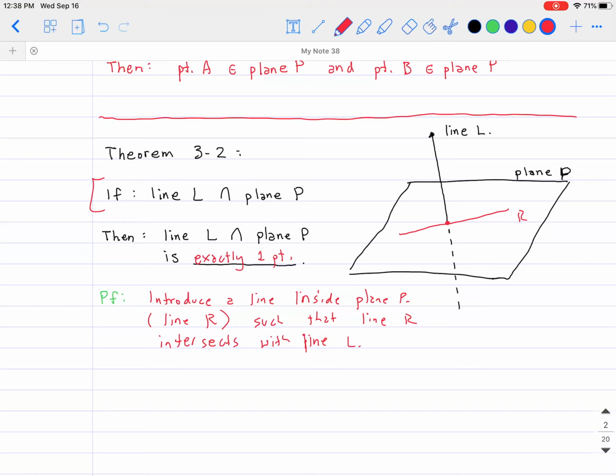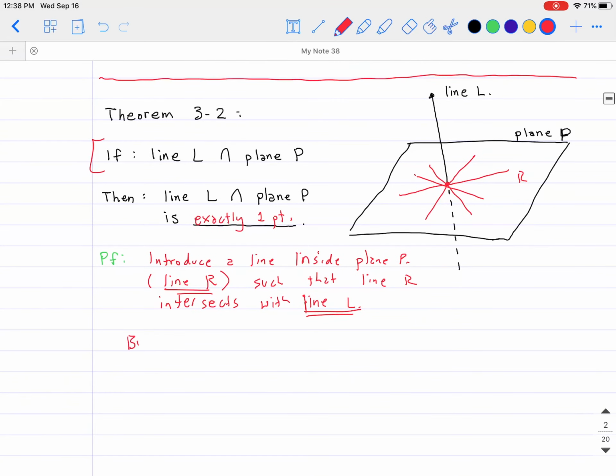Are there more than one line R? Yeah, definitely. I can choose one that's over here, I can choose one that's over here, and so on. There are infinitely many lines that are going to intersect with this line L. So if that's the case, then I have chosen a line that intersects with the line that I have. And according to Theorem 3.1, which was in the previous section, if you have two lines that intersect, their intersection has to be a single point. So right there, that's going to be our proof.